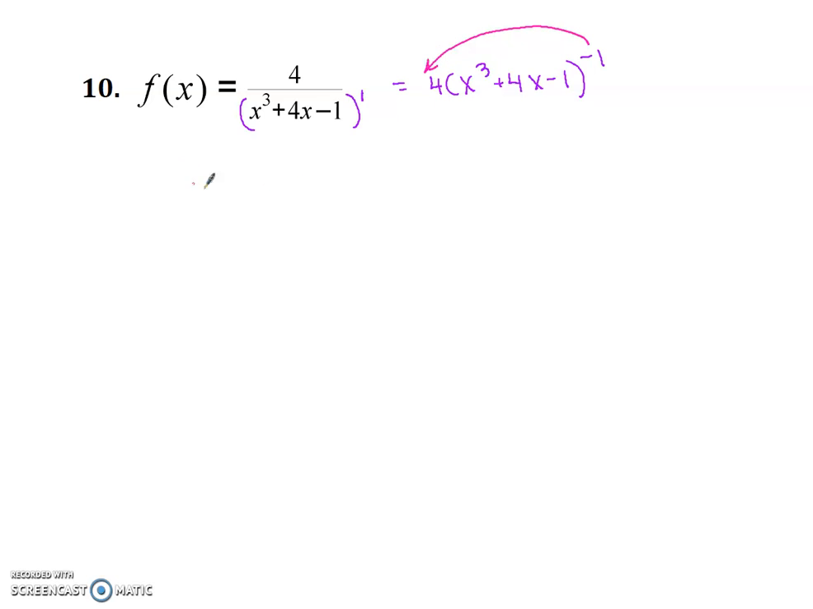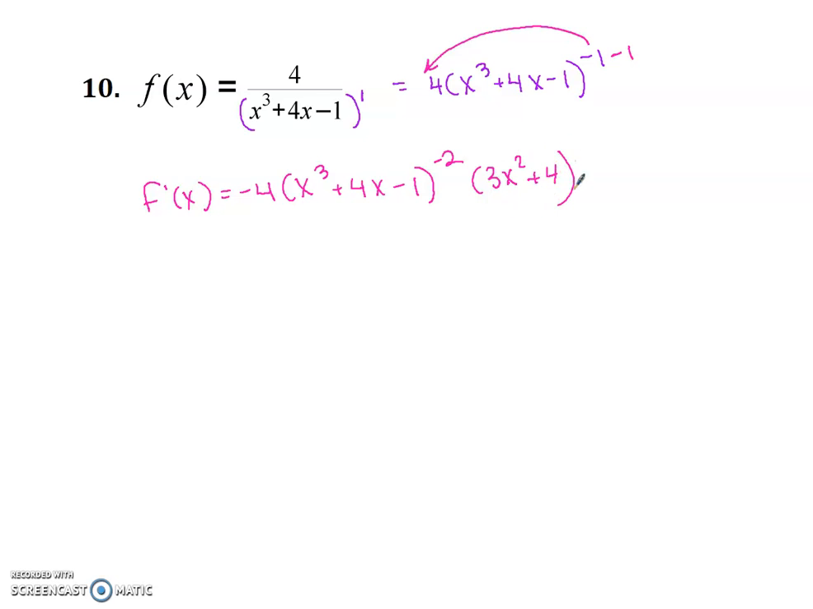So I would just bring my exponent in front. That would be -4 times x cubed plus 4x minus 1. Subtract 1 from that exponent, so that would make it -2. Then I have to do the derivative of the inside, which is, sorry, I've got to do the power rule on the inside. So that'll be 3x squared plus 4, and then the -1 will go away.